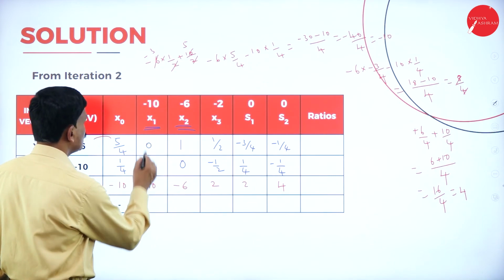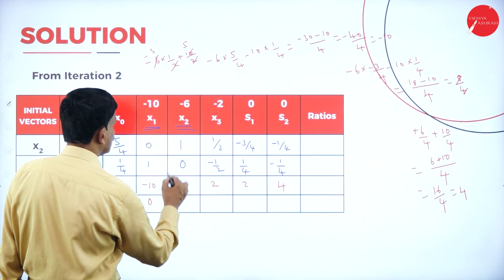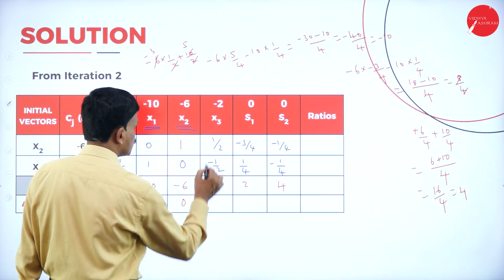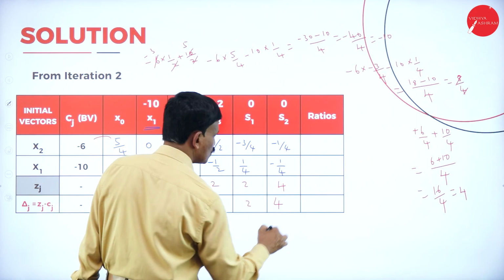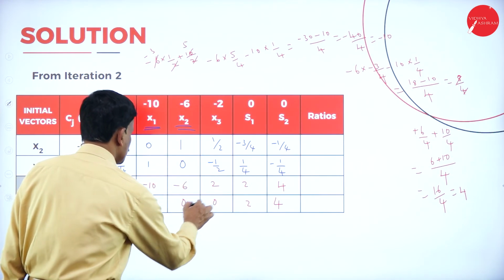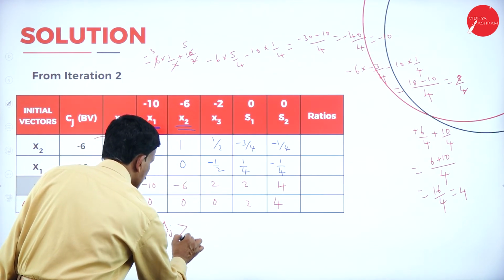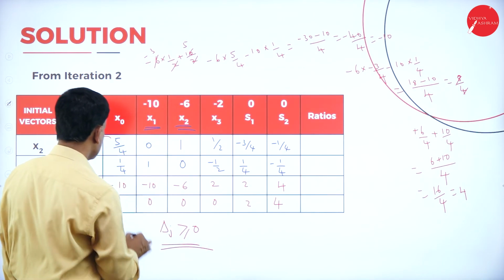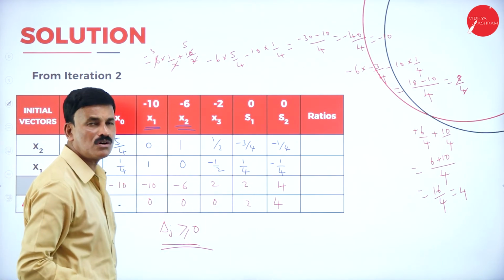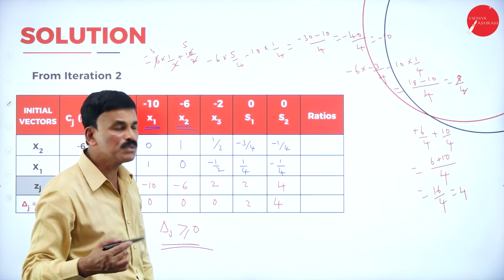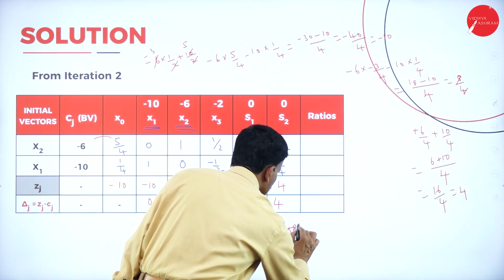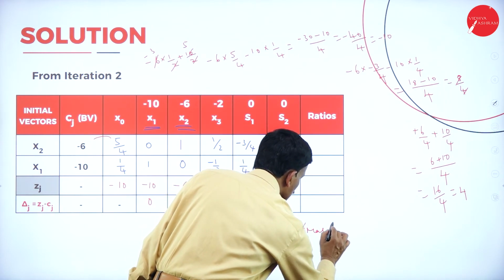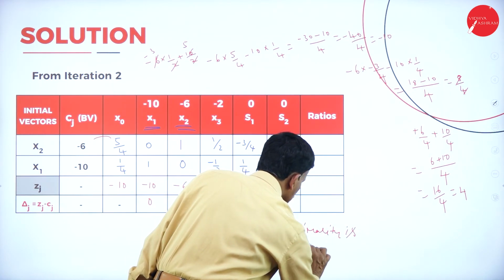So this is minus 10 plus 0, minus 6 into plus, minus 2 plus 2 is 0, again 2 minus 0 is 2, 4 minus 0 is equal to 4. Since all the values in delta J are greater than or equal to 0, all are positive values, hence the optimality is reached. Therefore the optimality is reached.